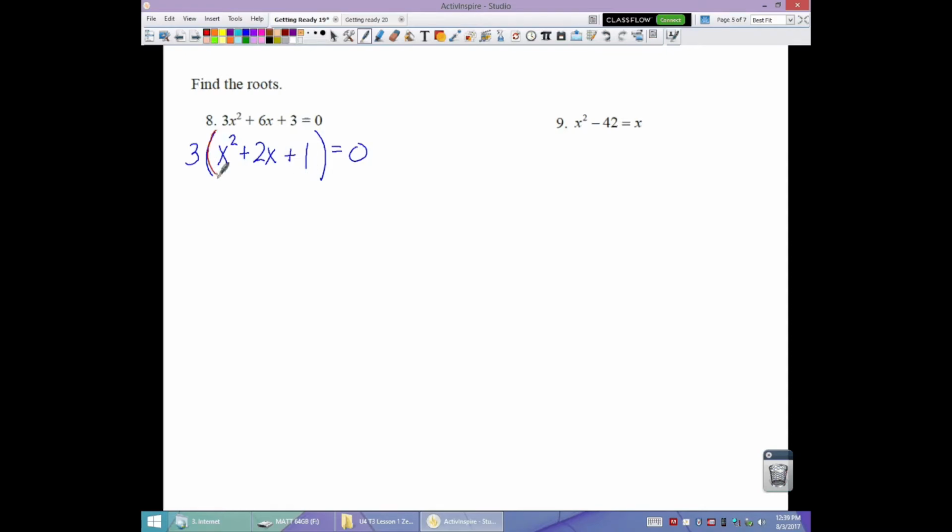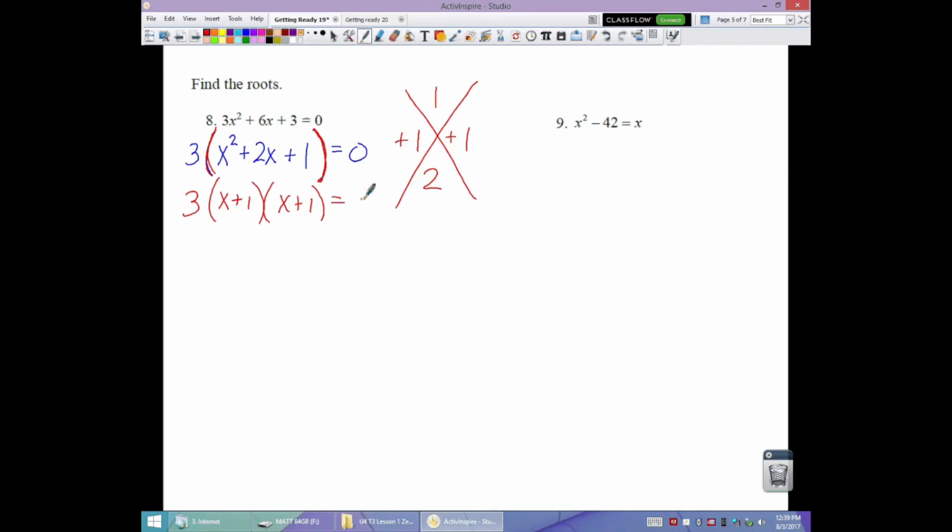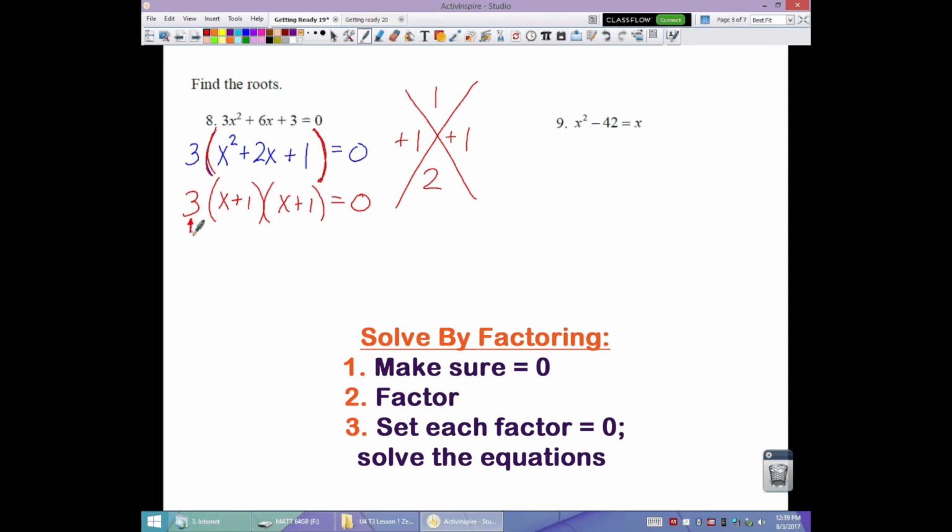But that doesn't mean I'm done factoring. Everything in these parentheses is still a trinomial that I should try to unfoil. I'm looking for a product of 1 and a sum of 2. These are both positive, so my factors are both positive. And what are the factors of 1 that add up to 2? Well, 1 times 1. So this should be factored as 3 times x plus 1 times another x plus 1 equals 0. Now, 3 does not impact your roots, your solutions, your zeros, your x-intercepts.